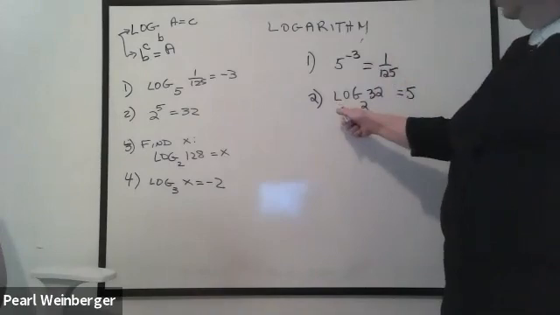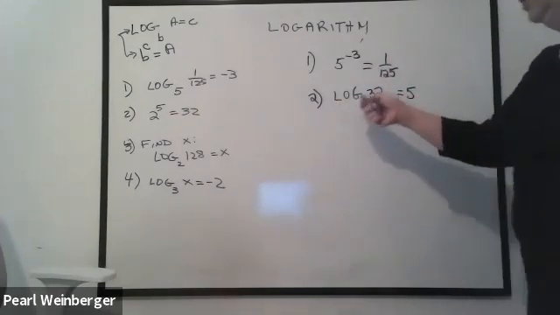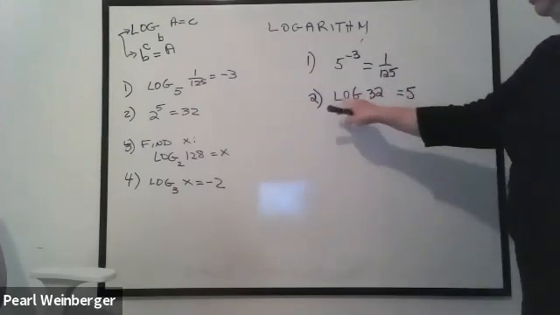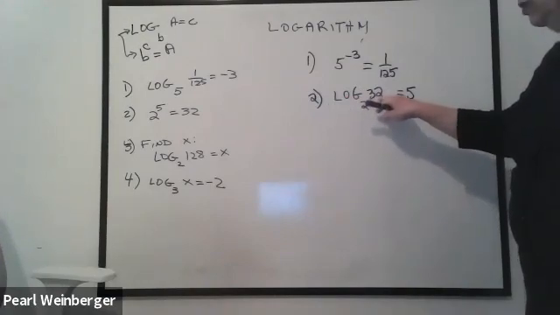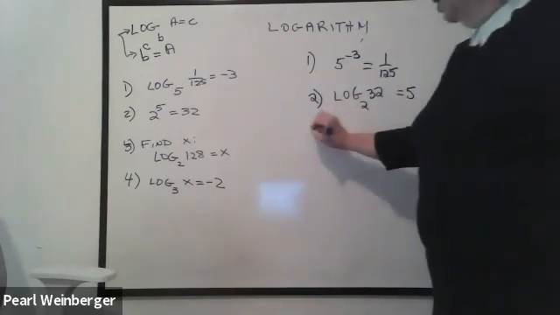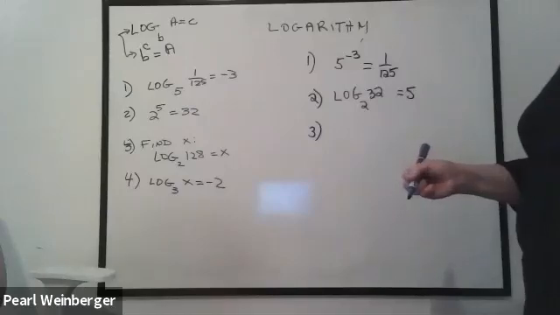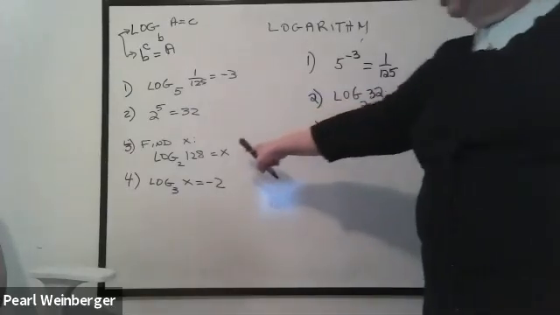So this says log base 2 of 32 equals 5, which we could read, if you read it this way, it makes sense. Log, which means the exponent you put on the base 2 to get the answer 32, is 5. Okay, number 3, we're going to put that in exponential form and see if it makes it easier for us to find the answer.